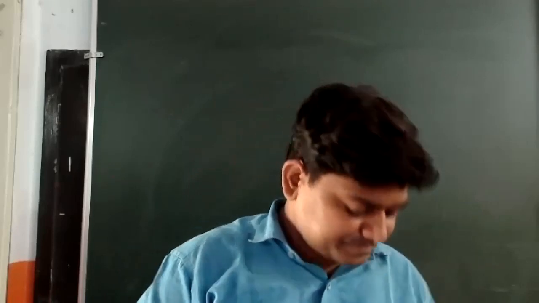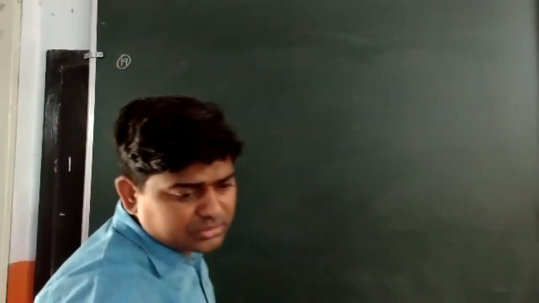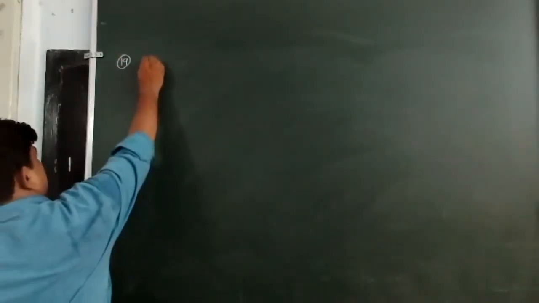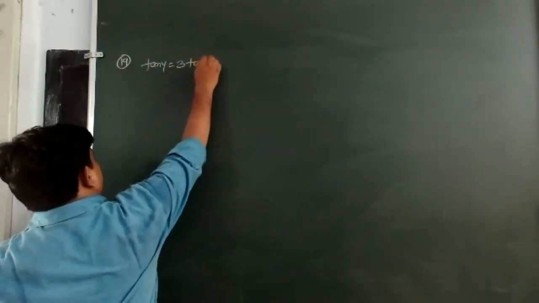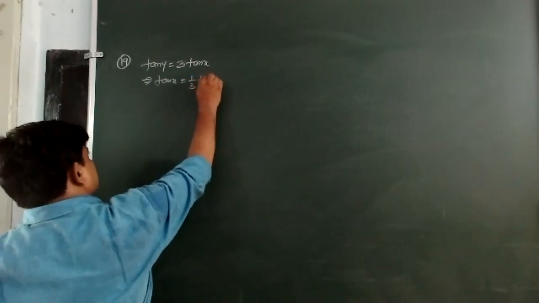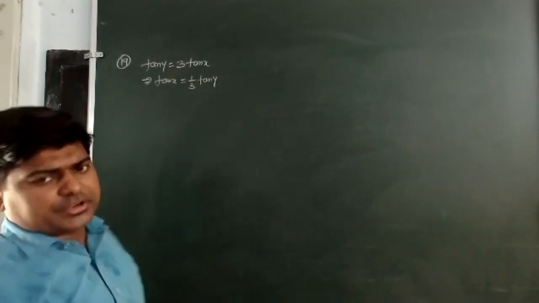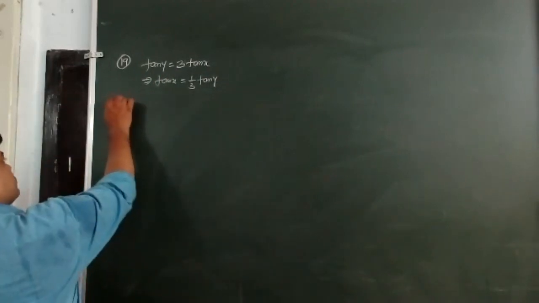Listen to me carefully. We are having tan y is equal to 3 tan x. Question number 19, it is 19 there, no? Yeah, 19. I'm having tan y is equal to 3 tan x. So there, if it is required, I will write tan x is equal to 1 upon 3 tan y. Whenever it is required, I will write.